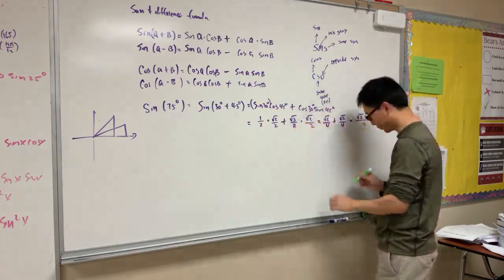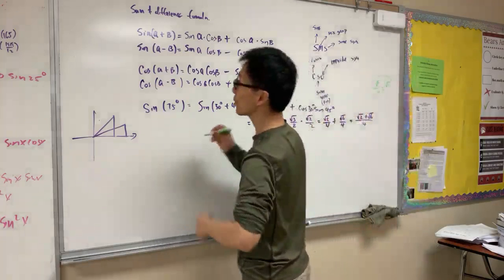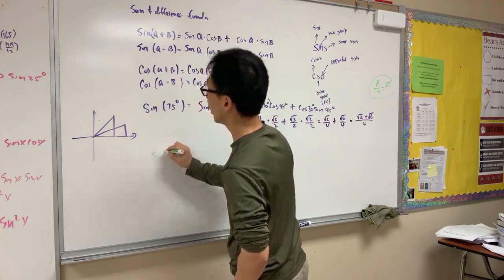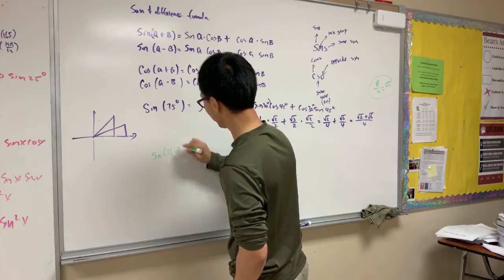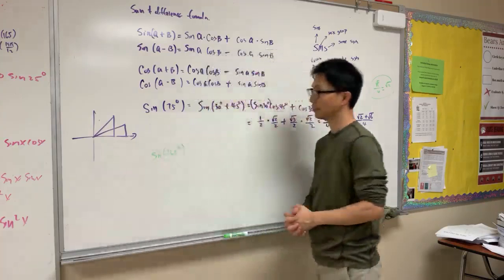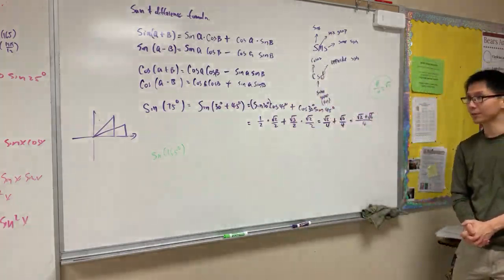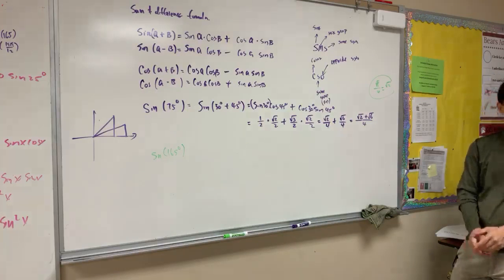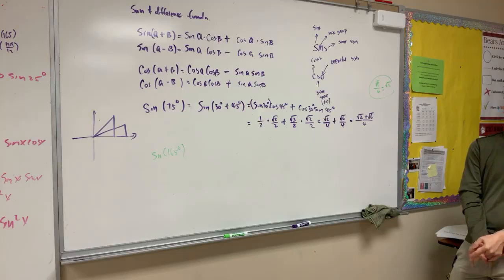Got it? So what I'm going to do is ask you to try a question: sine of 165. Now you have to think about a combination of two angles, and both have to be on the unit circle. That's why I give you a unit circle there. They cannot be anything else.